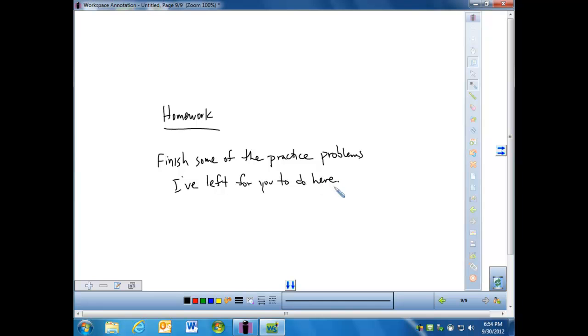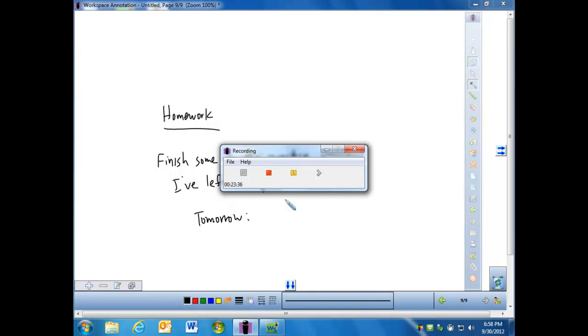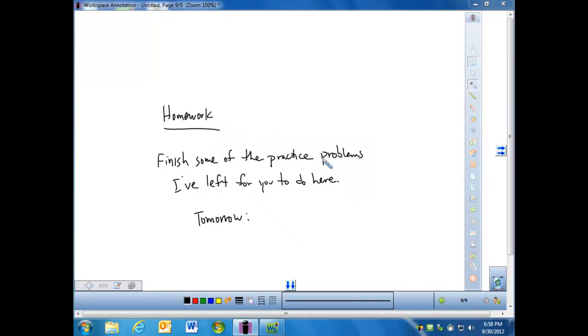In addition, if you want to get a head start on some of the problems I'm going to ask you in class tomorrow, those problems are on page number 580, and we're going to look at problems 27 through 58, and if you want to do all those, you can.